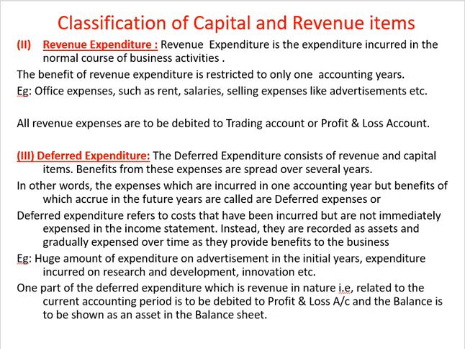In the same way, if an initial amount is spent on R&D, the expenditure is incurred today, but the returns will come in the coming years. That can be called deferred expenditure. It means the expenses which are incurred in one accounting period, but whose benefits occur in future years, are called deferred expenses.